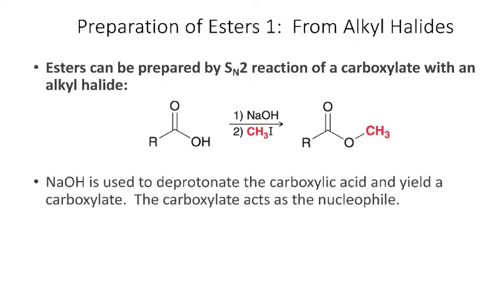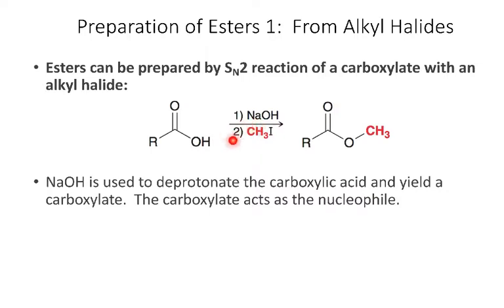Okay, the next carboxylic acid derivative we have are esters. So we know an ester is a carboxylic acid where the OH has been replaced by an alkoxy group. And one way to make esters is through an SN2 reaction.